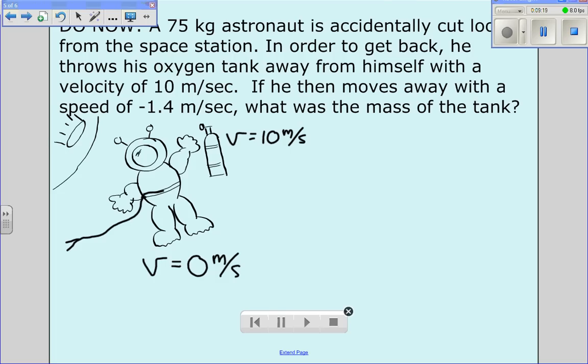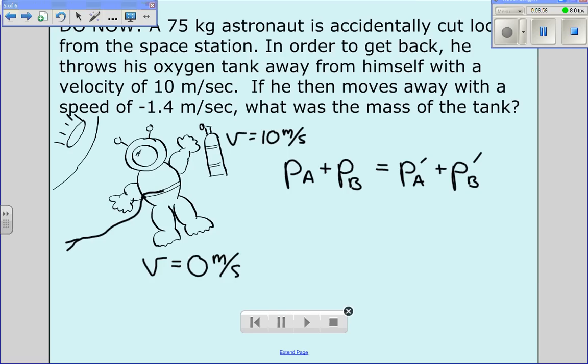So what we want to do is figure out how much mass that tank had. So let's think about before the collision. We have the astronaut and the air tank. So the momentum of the astronaut plus the momentum of the air tank, we'll call that B, should be equal to the momentum of both of those objects after they break apart. So here we have PA prime plus PB prime. Notice the prime notation for after the collision.